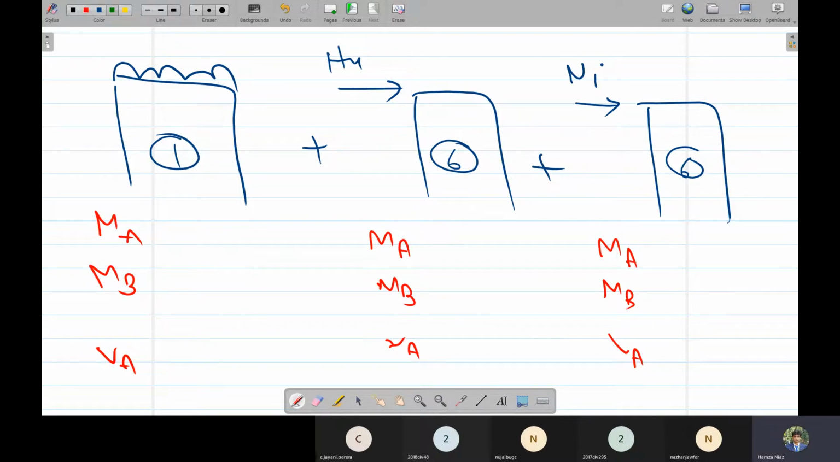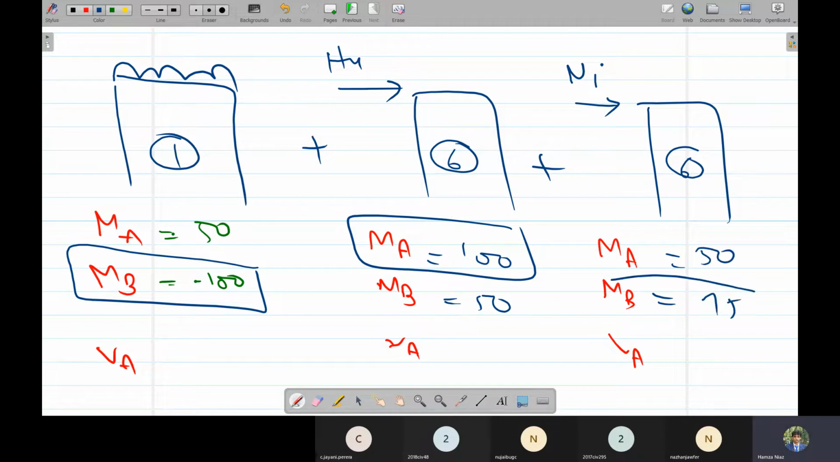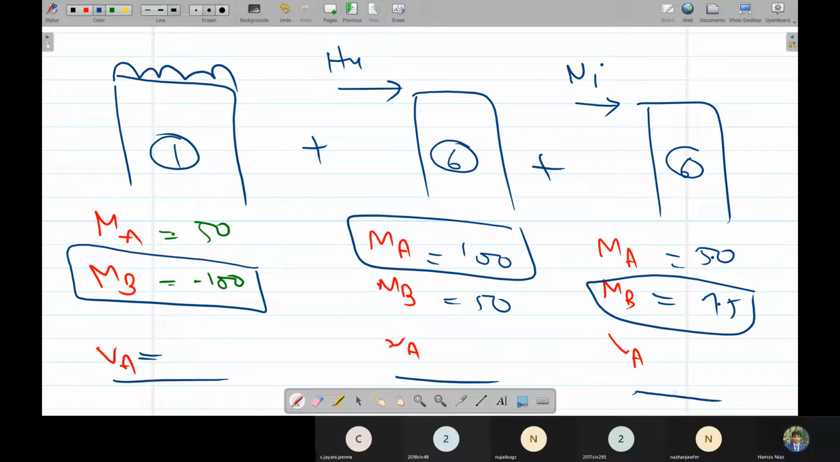Whatever the sign was, we have to ignore it. For example, this was 50, this was minus 100. We have to ignore the sign and select the largest moment. We select this 100. This was 100, this was 50. And this was 50 and 75. We select the larger one. Notional load moments would be very small. Similarly, we have to ignore the sign of reactions. Just take the magnitude.